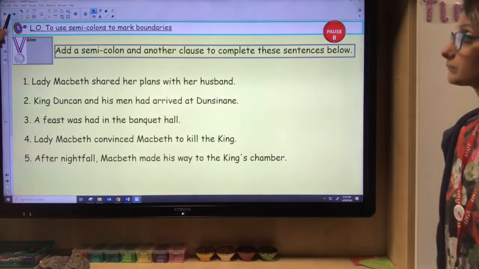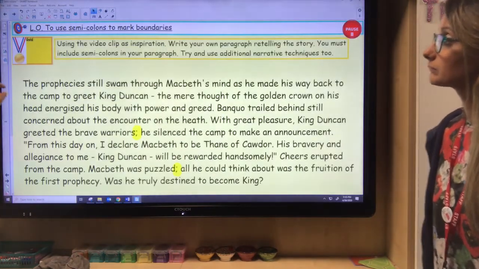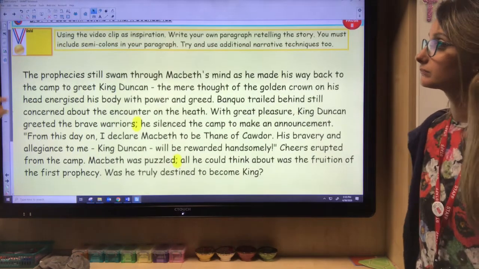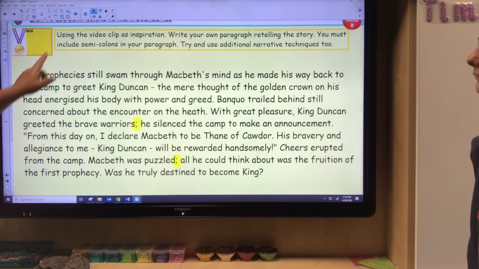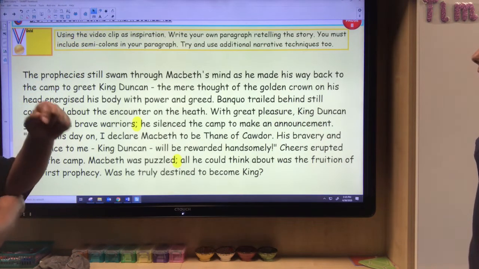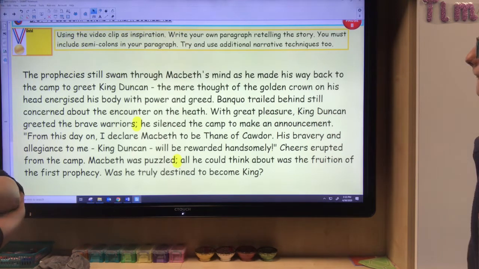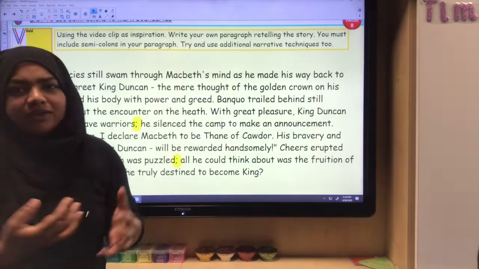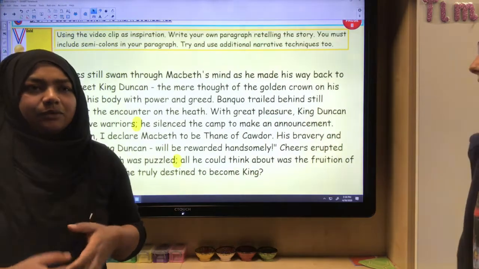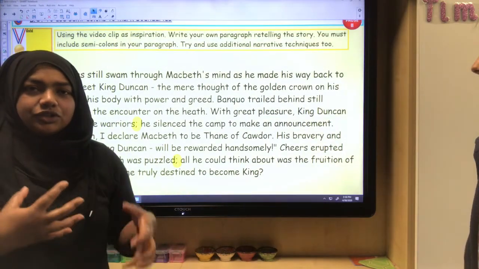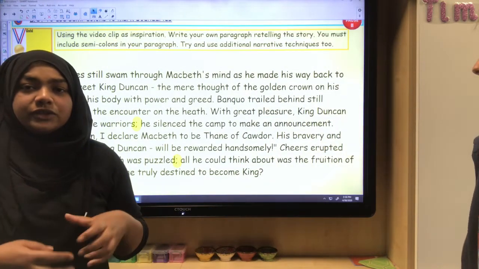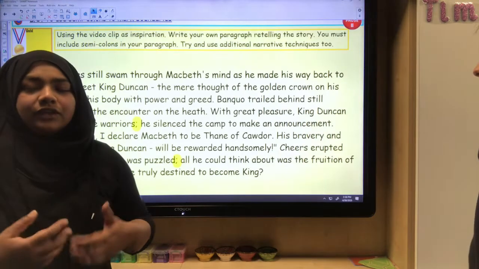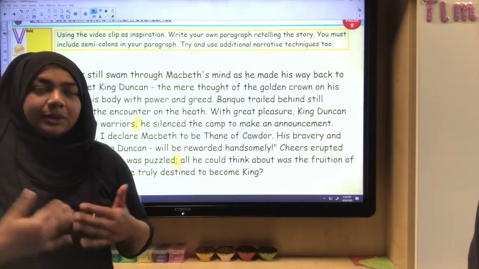And for gold, we know we like writing a bit more for gold, so let's have a look. Hopefully there are no mistakes. Using the second video clip, the recent one that you watched, as inspiration, write your own paragraph retelling the story. You must include semicolons in your paragraph. Try and use additional narrative techniques too. Whenever you're recording any work, whether it be in English, history, geography or science, always try and use those narrative techniques to give yourself time to practise them, so it becomes second nature.